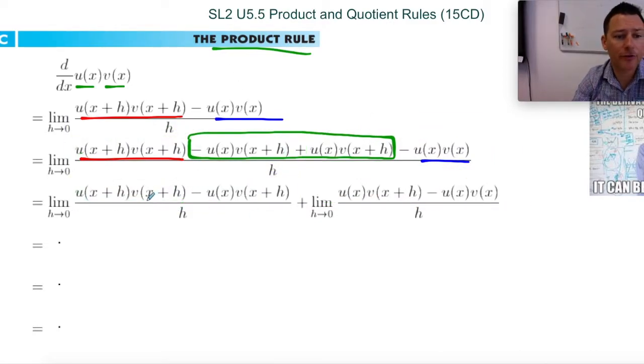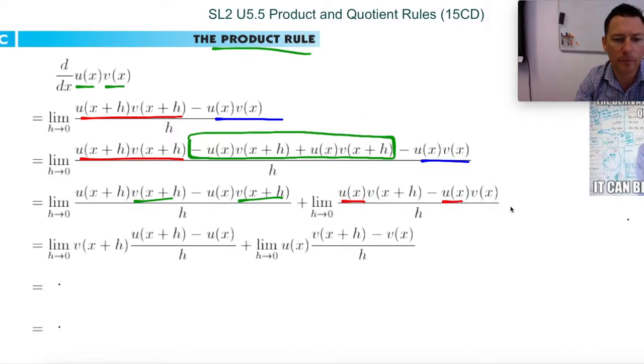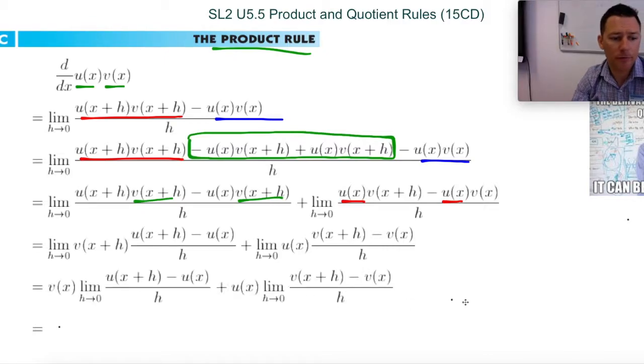What we can do with that is factor out this v(x+h) and v(x+h), and also factor out the u(x) and u(x) out of here. And that's where this comes from. So here's this v(x+h) that we factored out here. Here's this u(x) that we factored out there. And now it's looking a little cleaner. This limit, as h approaches 0, doesn't change this because h isn't involved in there.